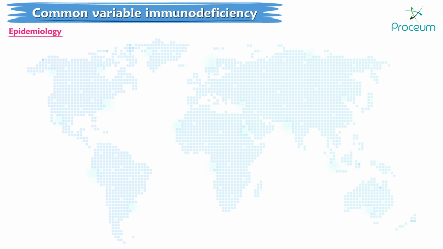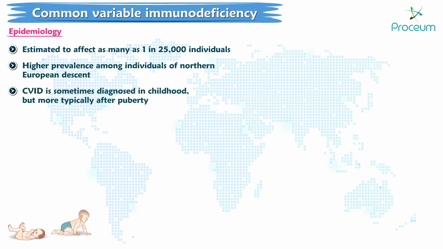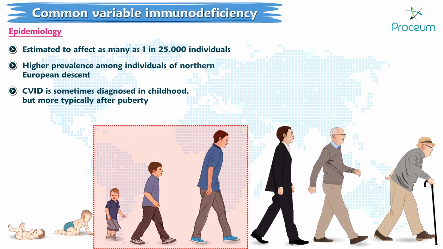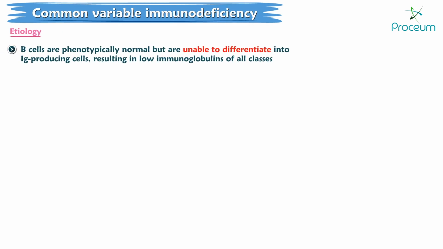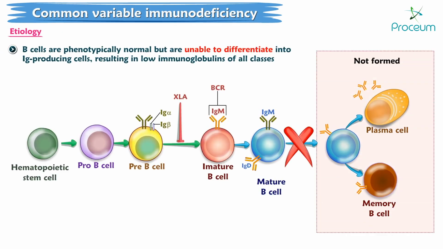Common variable immunodeficiency is estimated to affect as many as 1 in 25,000 individuals. There is some evidence of higher prevalence among individuals of Northern European descent. CVID is sometimes diagnosed in childhood, but more typically after puberty. B cells are phenotypically normal, but are unable to differentiate into immunoglobulin-producing cells, resulting in low immunoglobulins of all classes.